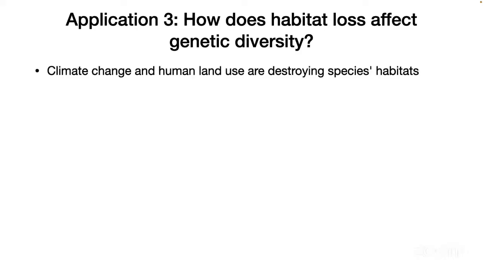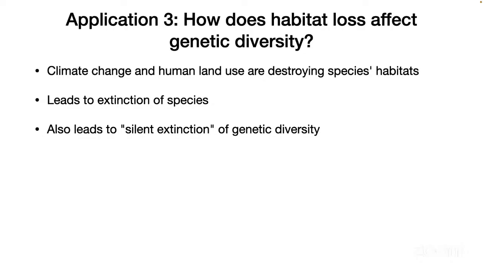Okay. So we wanted to understand how habitat loss affects genetic diversity. So, climate change is happening, and apparently now we're building data centers, and these are all destroying species' habitats. And there's been a lot of attention paid to this eliminating entire species. But recently people have been thinking about what they've called the silent extinction, which is a reduction of genetic diversity caused by destroying habitats.